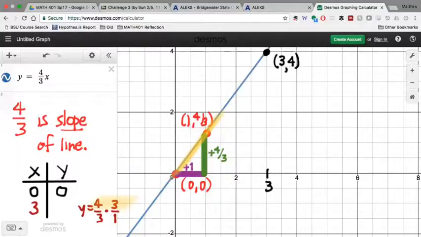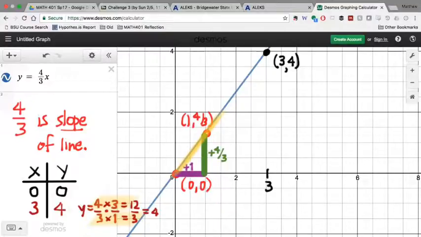So what I want to do is multiply 4 times 3, getting 12. And I want to multiply 3 times 1, getting me 3. So when I multiply these two, what I really get is 12 over 3. What's 12 over 3 better known as? 4. Right.